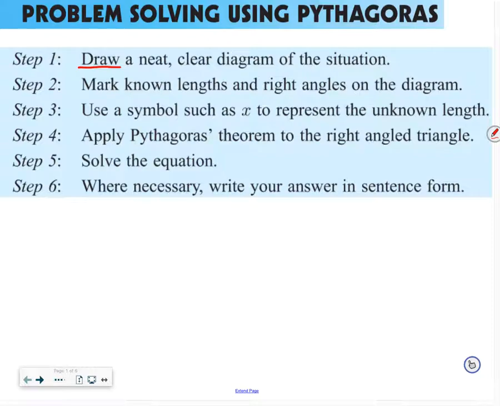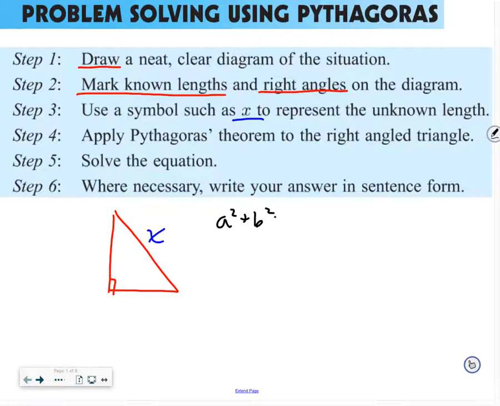The labeling part, mark out all lengths in the right triangle where it's present on the diagram. So putting the little box in the corner, that's a 90-degree angle, can be important. Use symbols such as X for sides that you might want to solve for. Apply your Pythagorean theorem, which we know is a squared plus b squared equals c squared, where a and b are your legs and c is your hypotenuse.